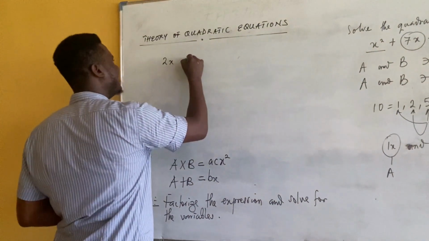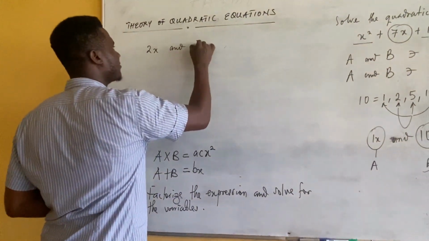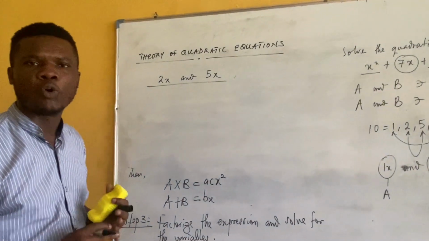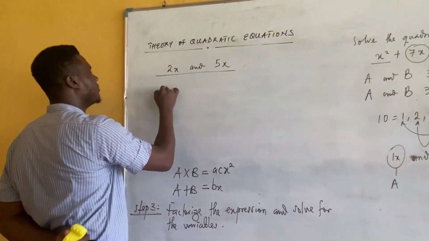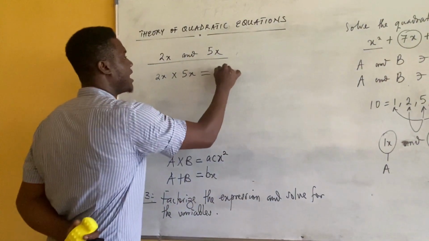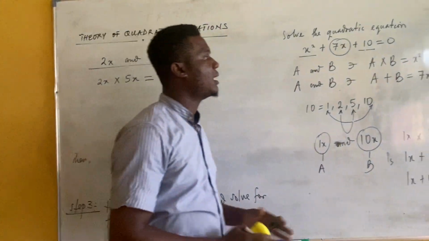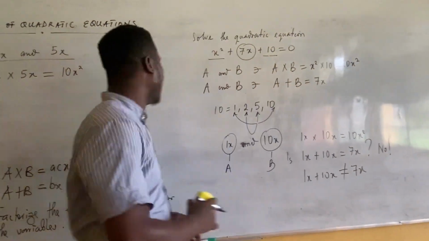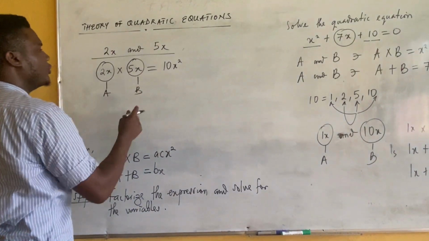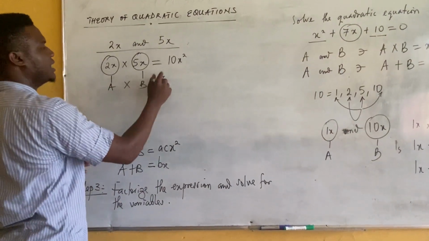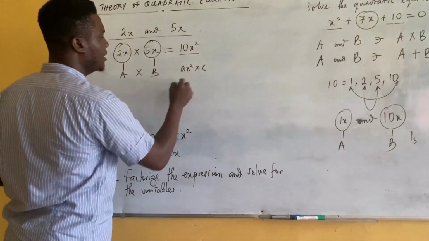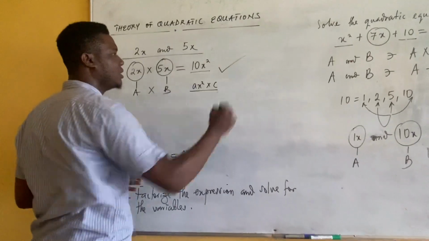2x and 5x. Let's examine these two factors to see if they meet the conditions in step 1 and step 2. So I'm going to put here 2x times 5x. What would it give us? It will give us 10x squared, which is the same thing as what we desire. Now, if 2x is your A and 5x is your B, you will notice that A times B gives us the product of the first and last term, that is ax squared times c. So that condition is okay.